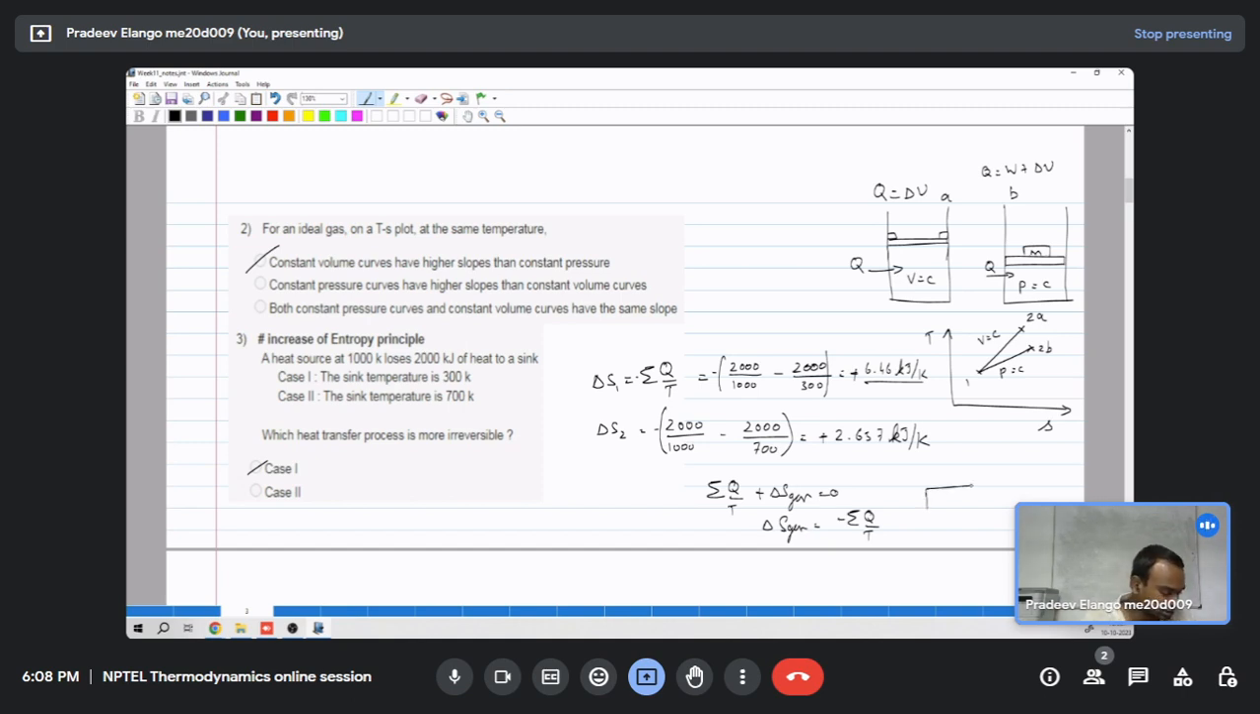So if heat is transferred from a 1000 Kelvin body to a 900 Kelvin body, it would have been much lesser. The entropy generation would be much lesser. So here the answer is case 1.